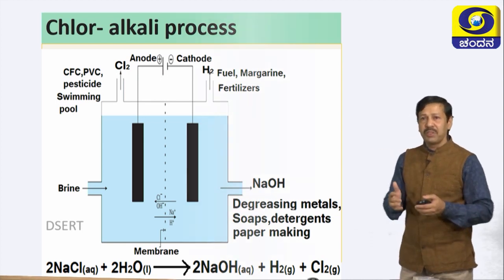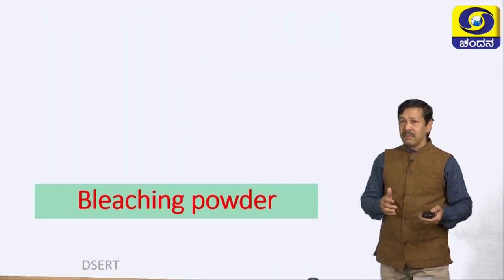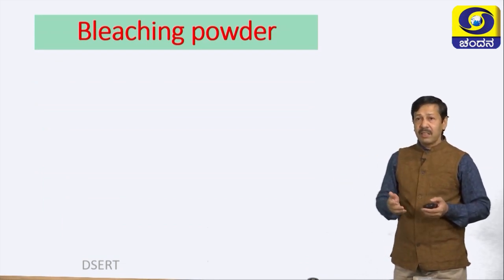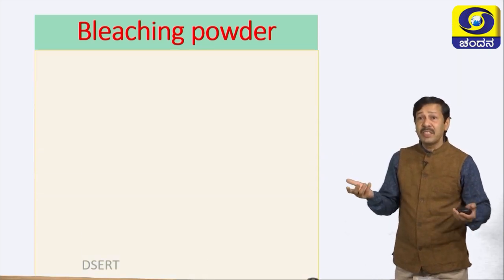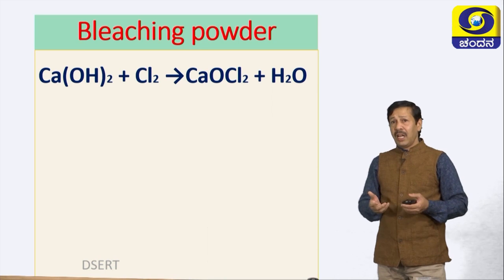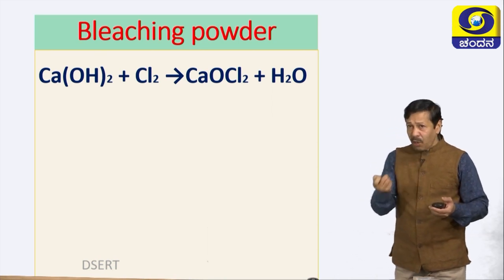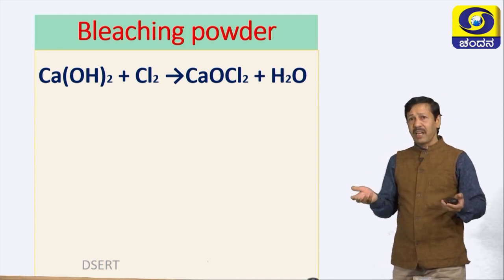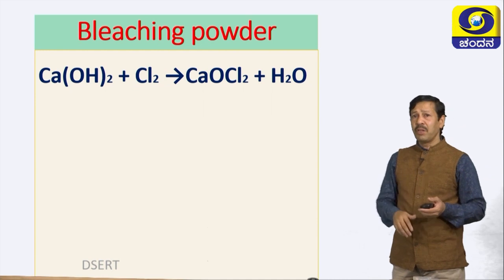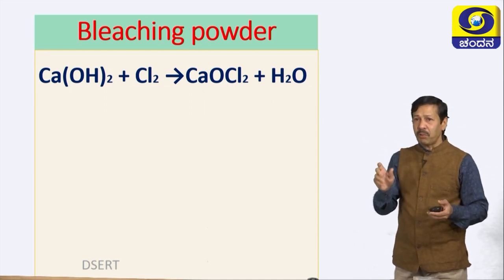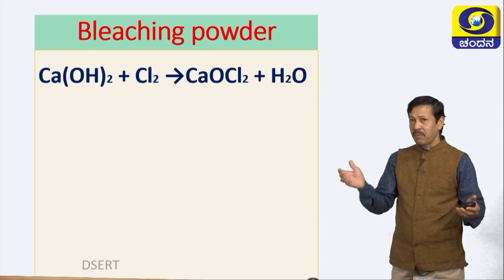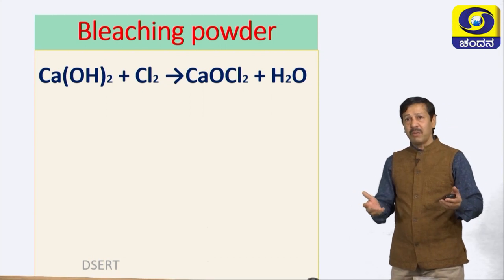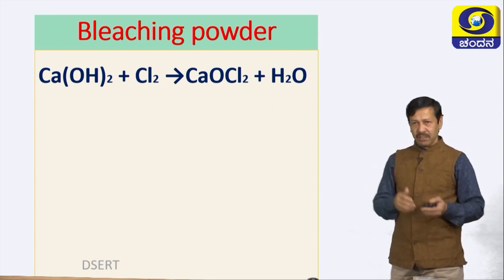Now, let us move on to the next one, that is bleaching powder. What is this? The name itself suggests for what purpose it is used. It is a bleaching agent. When chlorine gas is passed through dry slaked lime, calcium hydroxide, you are getting calcium oxychloride, CaOCl2, which is commonly known as bleaching powder. Actual composition is complex, but for your 10th standard, let us consider CaOCl2 as bleaching powder. So, this is the reaction.